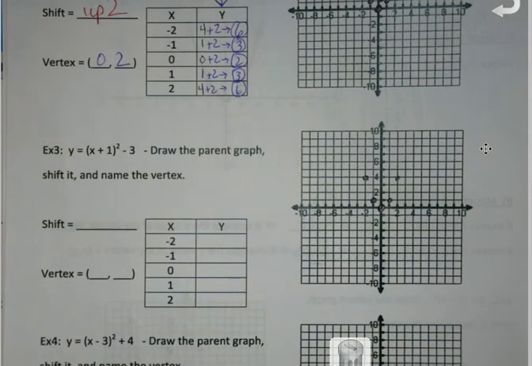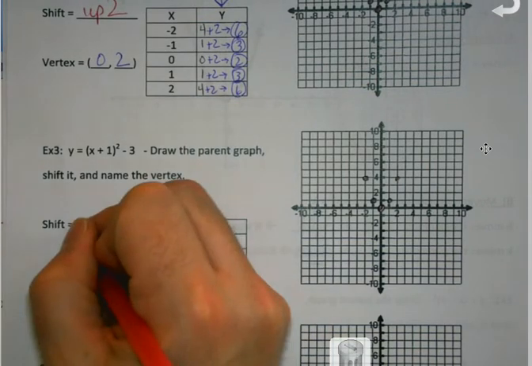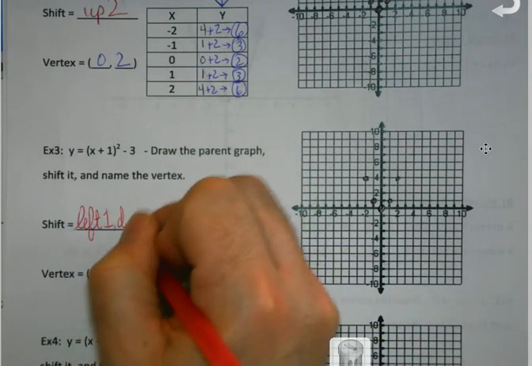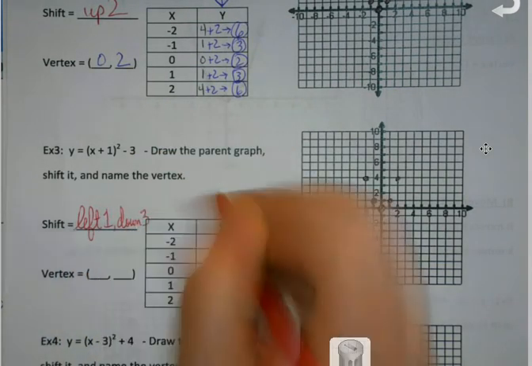Now this time I got 2 shifts working. What are my 2 shifts going to be? Then we'll play this one on the calculator too. What's that plus 1 in the parentheses telling me? What direction am I going to be going? Left 1. And then that -3 on the outside tells me I'm going to go down 3.